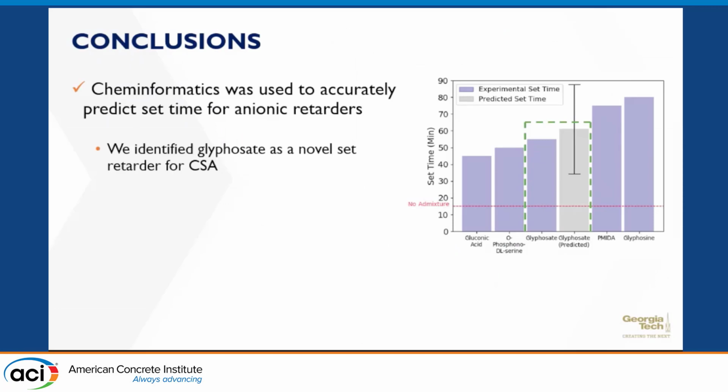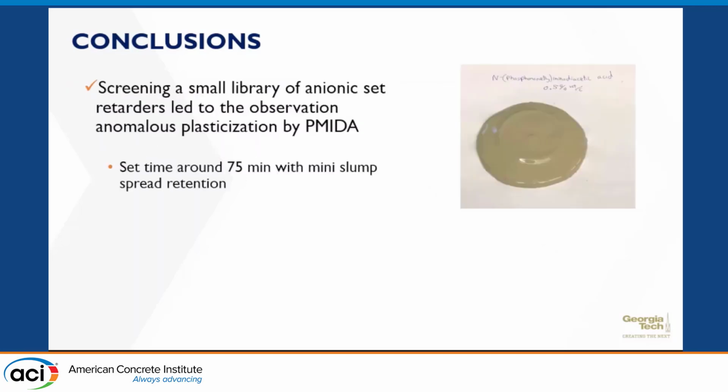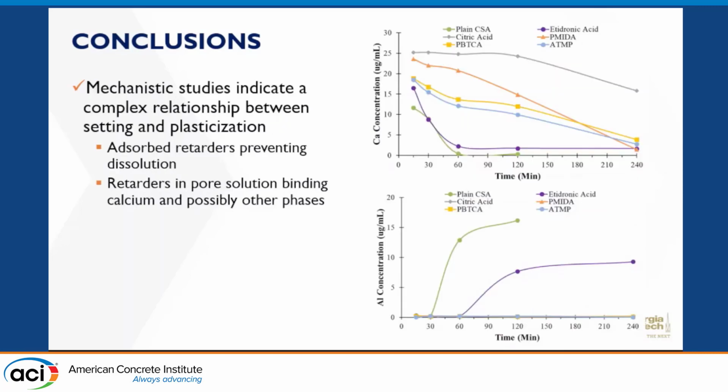In conclusion, first, we were able to implement a cheminformatics approach in CSA cements. We identified glyphosate through virtual screening, predicted its set time, and validated it in the lab. Second, screening a small library of anionic set retarders showed us that PMIDA can give CSAs good plasticization. We observed set time around 75 minutes with good mini-slump spread retention, essentially.